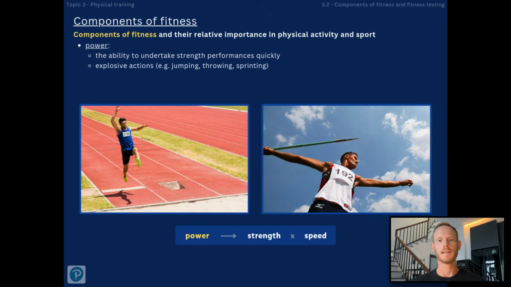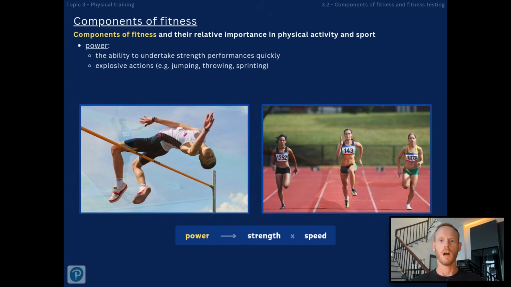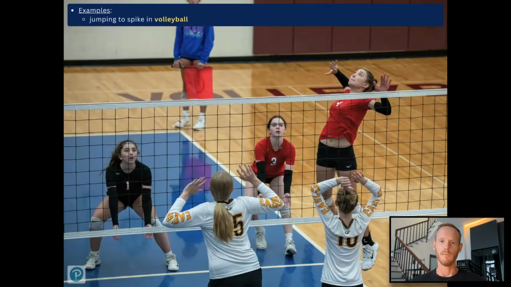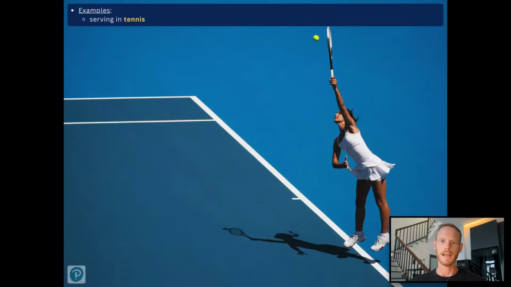Power is the ability to undertake strength performances quickly, so it's a product of strength and speed. High levels of force are produced over extremely short time frames, resulting in explosive actions like jumping, throwing, or sprinting. Activities that rely on power include athletic field events like the triple jump and shot put, jumping to spike in volleyball, and serving in tennis.